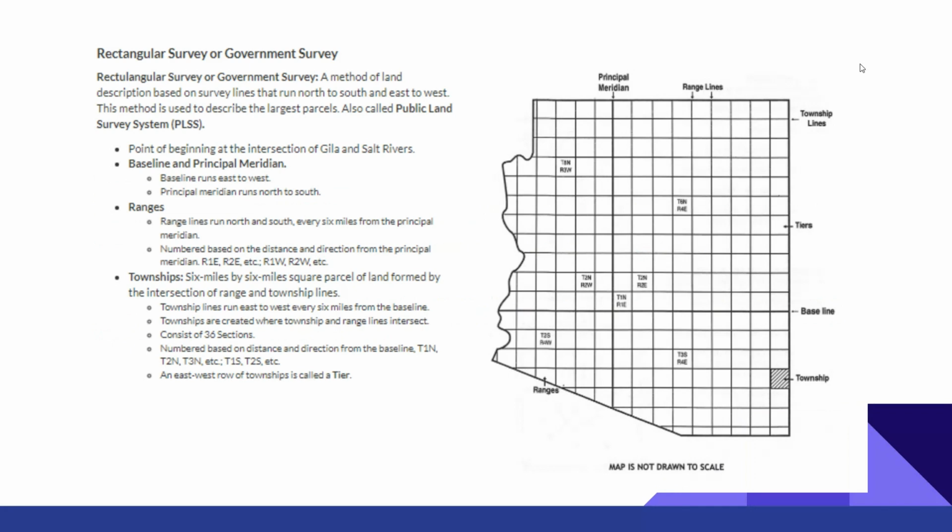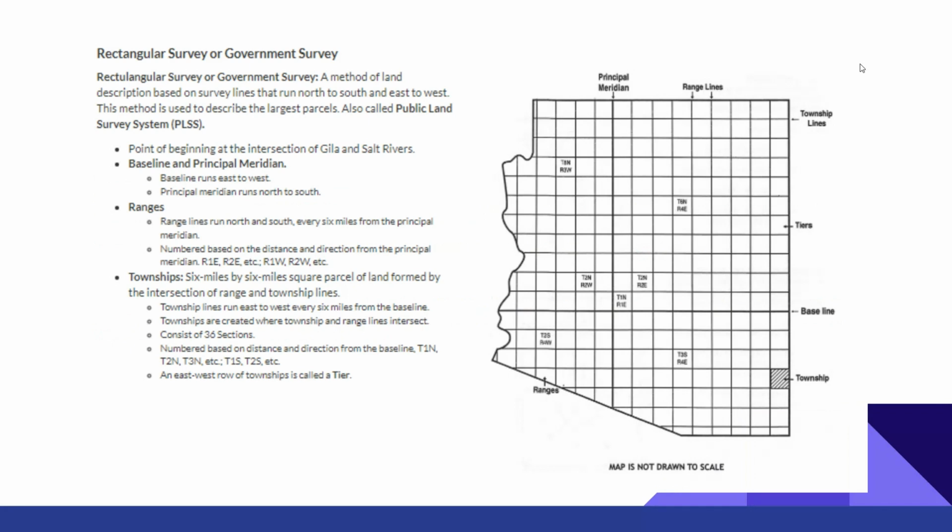Rectangular survey or government survey. A rectangular survey or government survey, a method of land description based on survey lines that run north to south and east to west. This method is used to describe the largest parcel, also called public land survey system. Point of beginning at the intersection of Gila and Salt River. Baseline and principal meridian. Baseline runs east to west, principal meridian runs north to south.